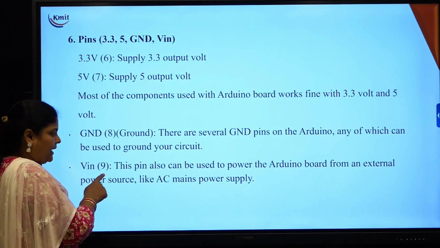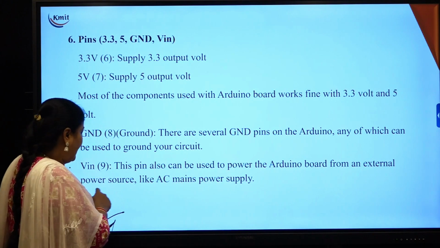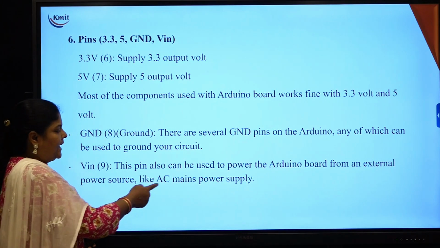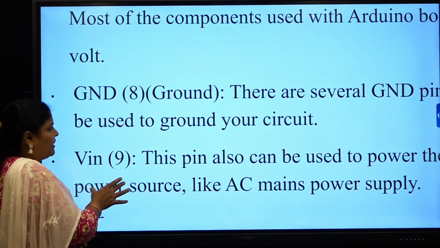Next, V in 9. This pin also can be used to power the Arduino board from any external power source like the AC mains power supply. So the V in pin is for power supply.